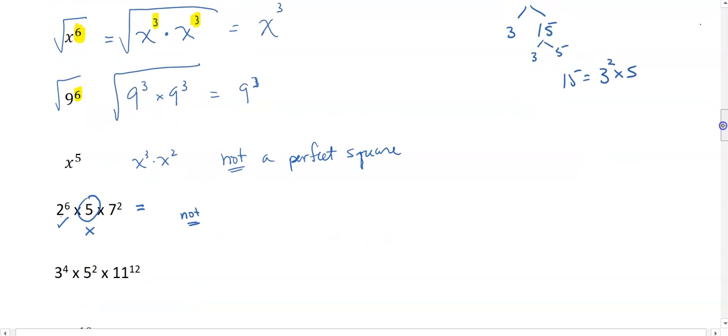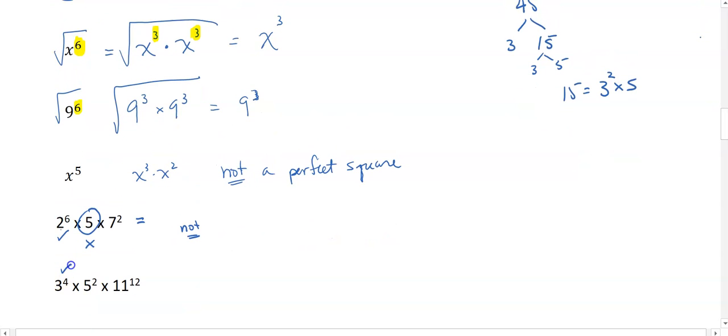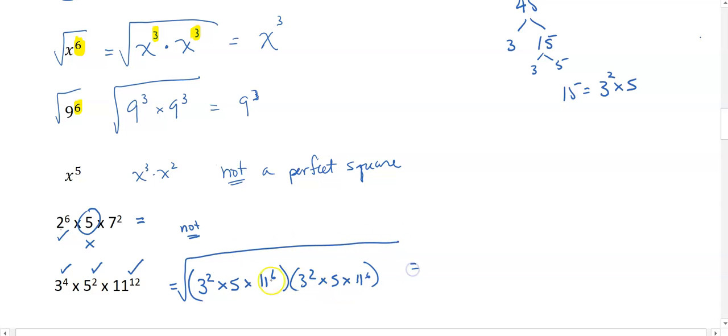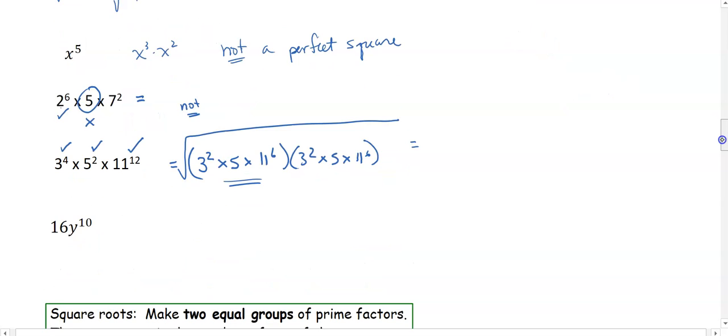Okay? What about this one? Well, I can break 3 to the power of 4 into two groups because it's an even exponent, 3 squared and 3 squared. And because all of the exponents are even, I could break it into 3 to the power of 2, one 5, and six 11s, multiplied by itself twice. And since I can break it into two equal groups, it is a perfect square. If I asked for the square root of it, you would just take one of those groups to be the square root of that number.